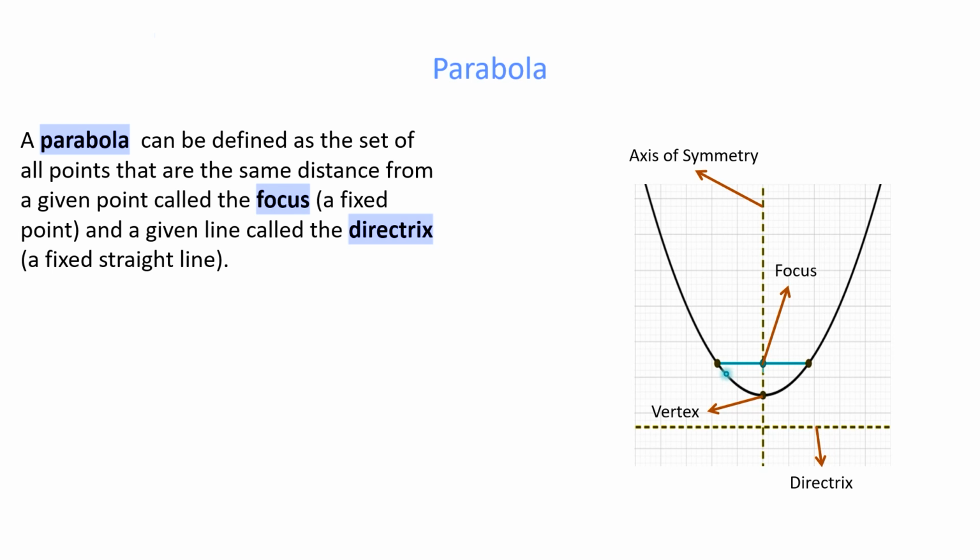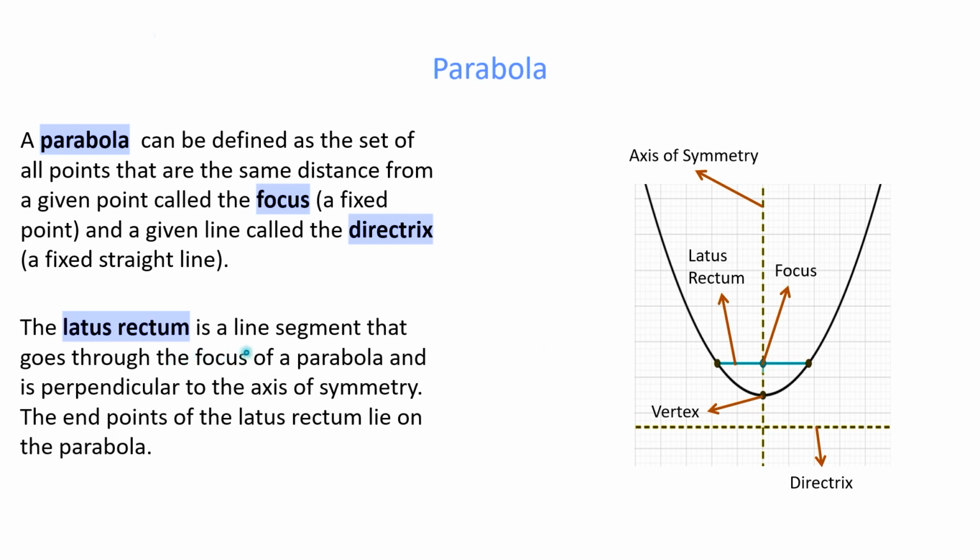And then we have this line segment in red, which is what we call the latus rectum. Now, the latus rectum is a line segment that goes through the focus, so you can see it goes through the focus and is perpendicular to the axis of symmetry. So you can see the latus rectum is horizontal, the axis of symmetry is vertical, so they are perpendicular. And you can see that the endpoints of the latus rectum lie on the parabola.